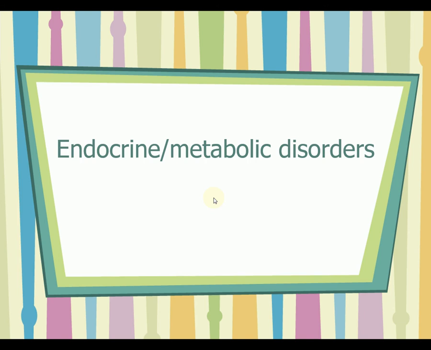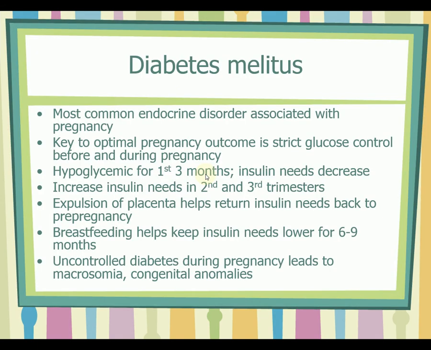Alright, endocrine and metabolic disorders that are related to pregnancy or affect pregnancy. Our most common endocrine disorder associated with pregnancy is diabetes. You have pregestational diabetes, which means they were insulin-dependent diabetics before they became pregnant, or you have gestational diabetes, which can be handled either by diet and exercise alone or with insulin and metformin.